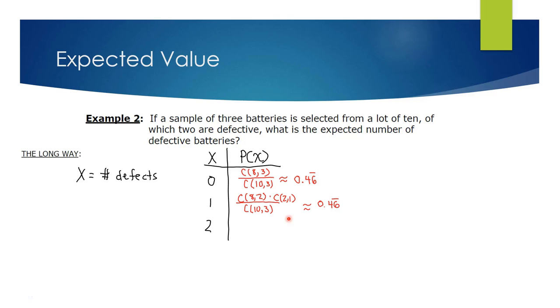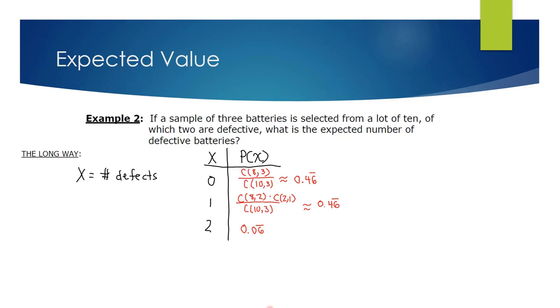Now, I could do the formulation for 2 here, which would be C(8,1) times C(2,2) over C(10,3). Or I could realize that if I add these together and take that total from 1, I get 0.06 repeating, which is basically 1/15. So now I have the probability for each number of possible defects in my choice.